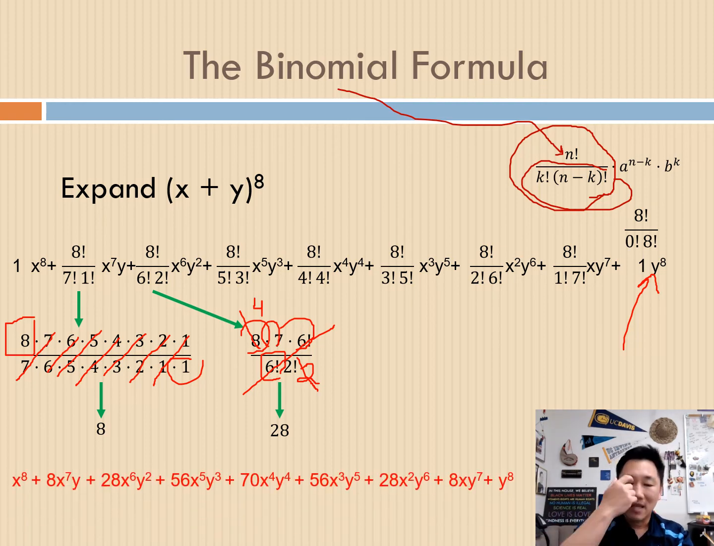All right. And then you do that for all of those factorials. You should get something like this. And this is the answer. We have 1x to the 8th power plus 8 x to the 7th y, and then all the way down to the end. And even this last one right here, see the 8 factorial and the 8 factorial cancel out. And then 0 factorial we know is 1, and so that's why the coefficient was 1. All right. So that's how you use the binomial formula to expand these binomials.